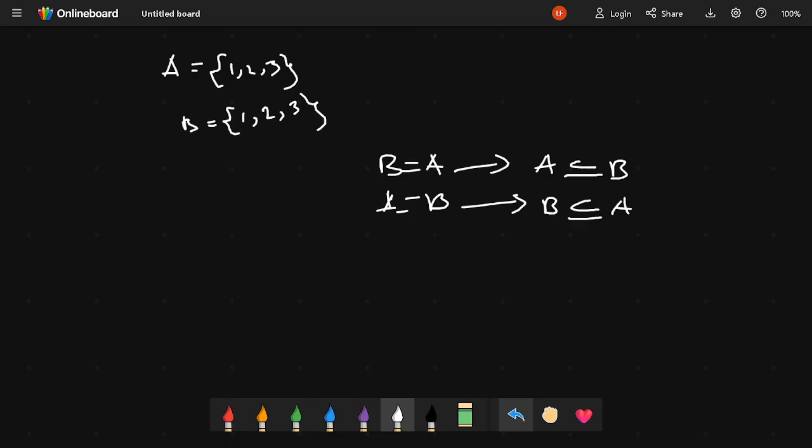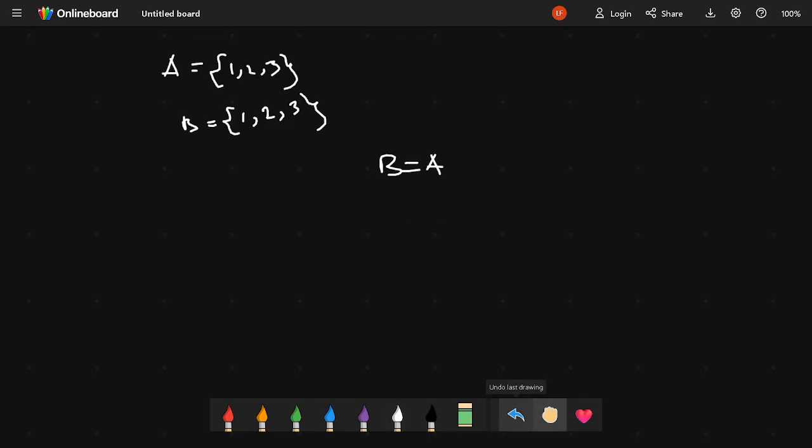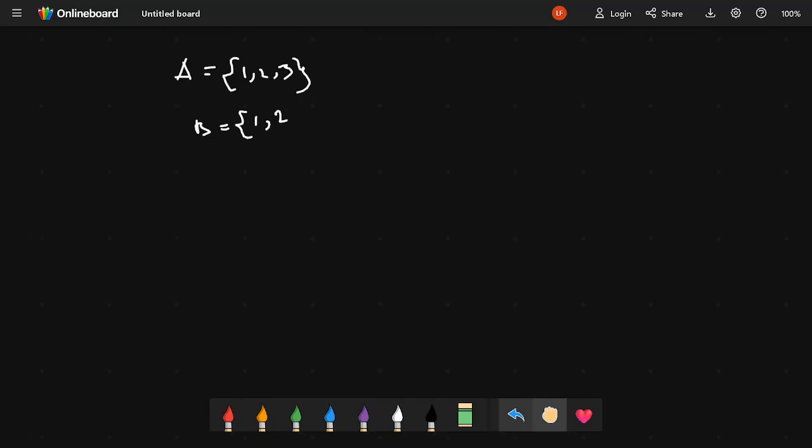And what is a proper subset? A proper subset is when one set is a subset of the other set, but both of them aren't equal. Like, let's say B just had 1 and 2. If it only had 1 and 2, then B is a proper subset of A. And you cross it out like this. This means it is a proper subset.